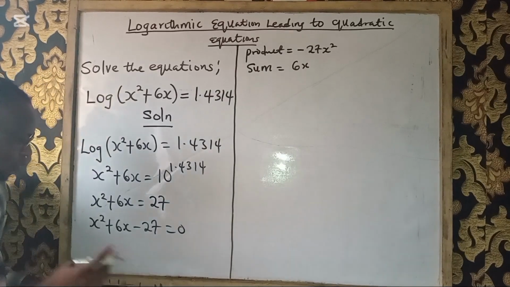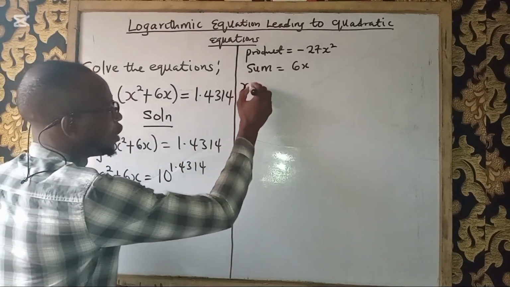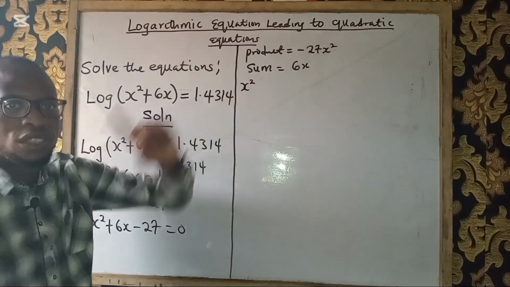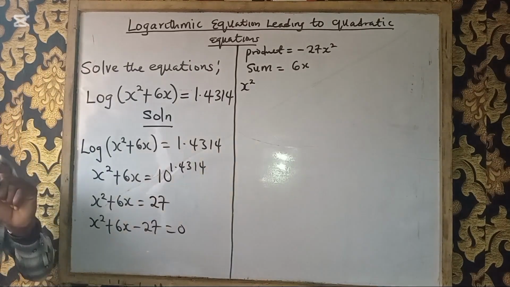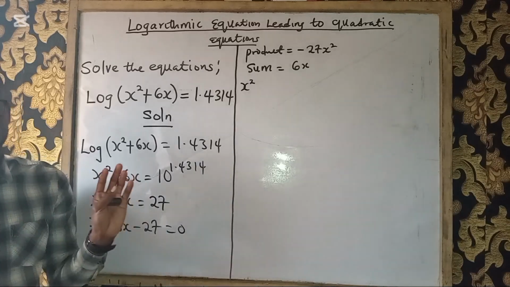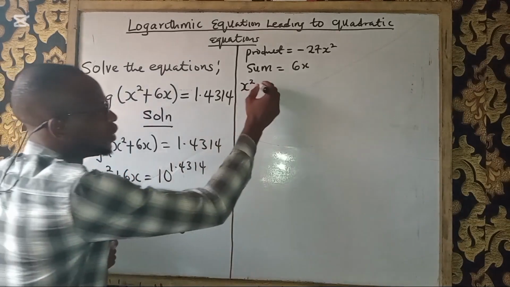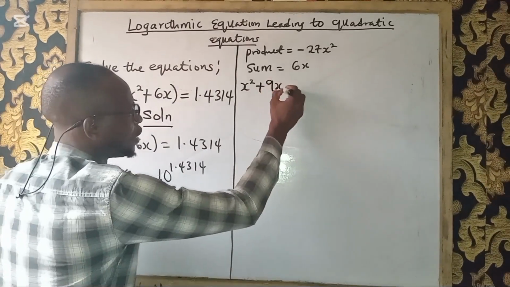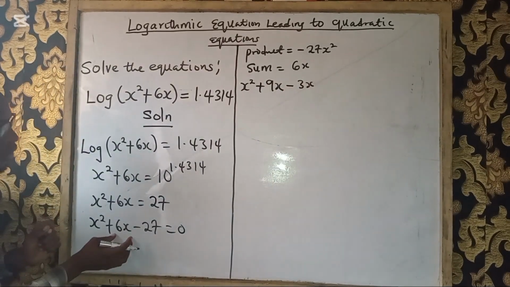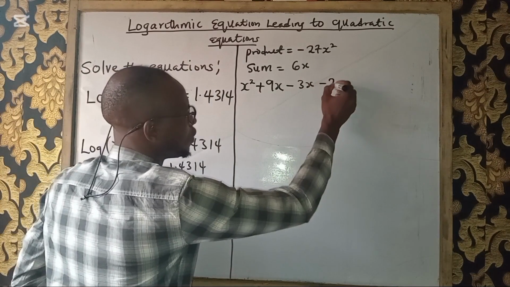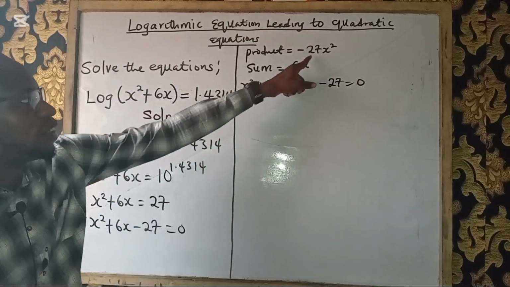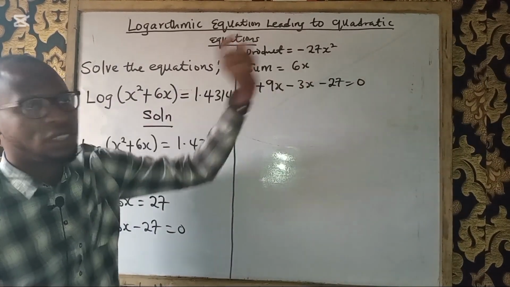So you rewrite this. So you are having 9 and 3, but this is showing what? Minus 27. So that will be 9 minus 3, or minus 3 plus 9, any of the two. So that's going to be plus 9x minus 3x, which is representing this now, okay? Then minus 27 is equal to 0. Because 9 minus 3 gives 6x. Also 9 times minus 3 will give minus 27x squared.